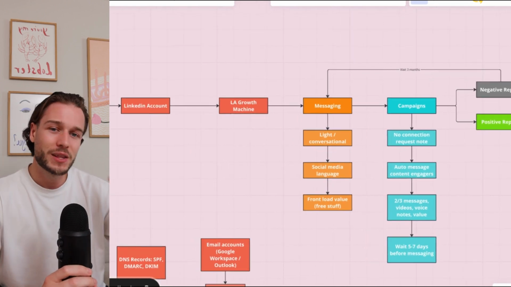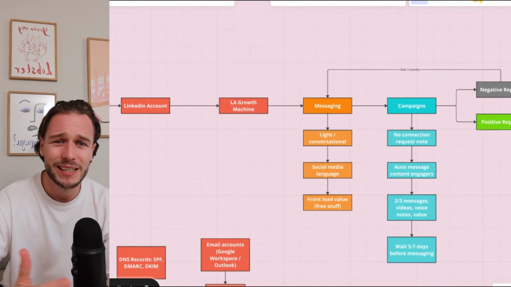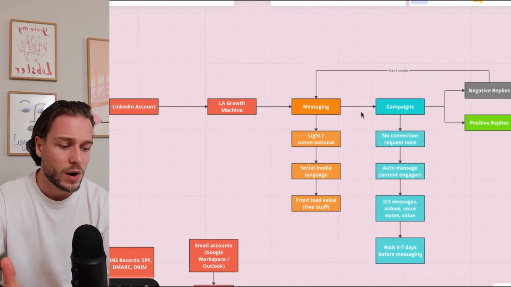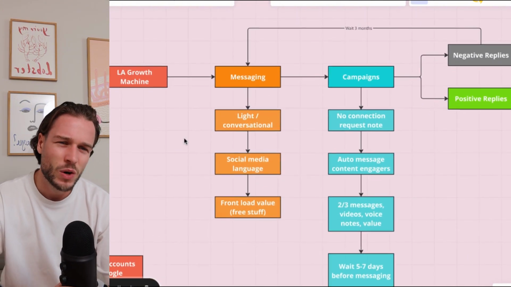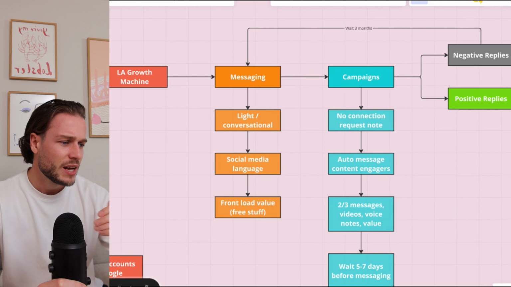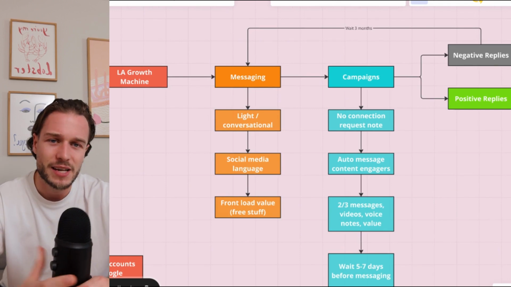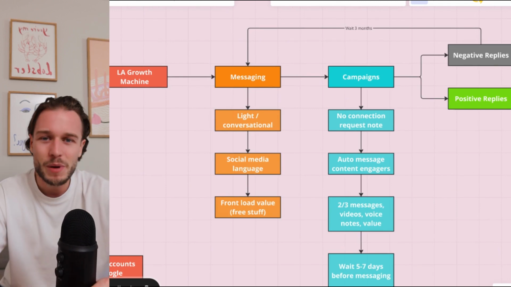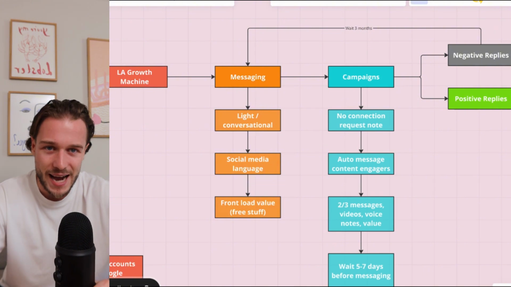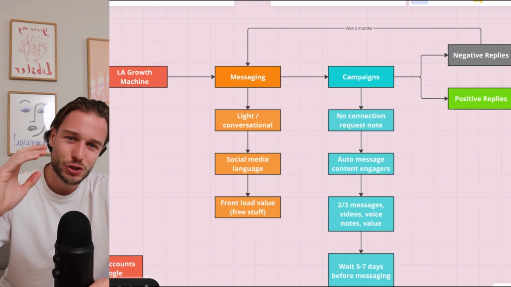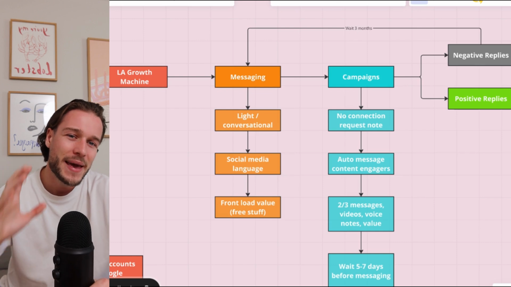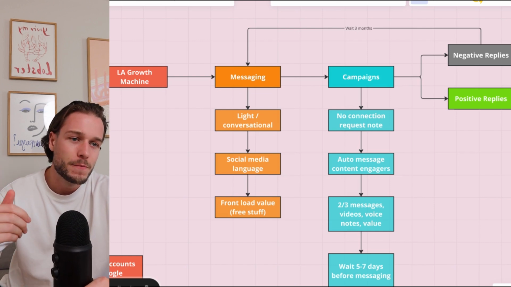So with messaging with LinkedIn, it's different to cold email. Cold email is a little bit more formal, a little bit more traditional in a sense, but LinkedIn, you want to be very sort of light, conversational. You're using social media language, okay? So how do people communicate on LinkedIn? It's a little bit less formal. It's a little bit more relaxed. It doesn't have to be like you're texting a friend, but again, we can just tone that language down a little bit, make it light, make it conversational, and just make it relaxed.